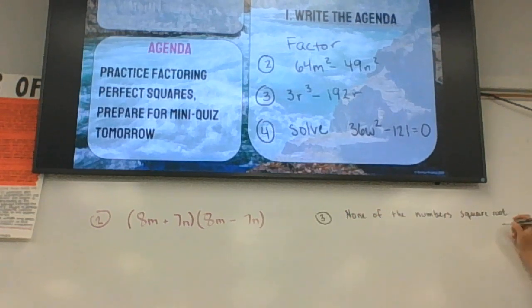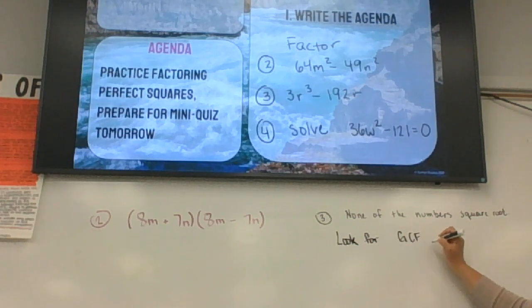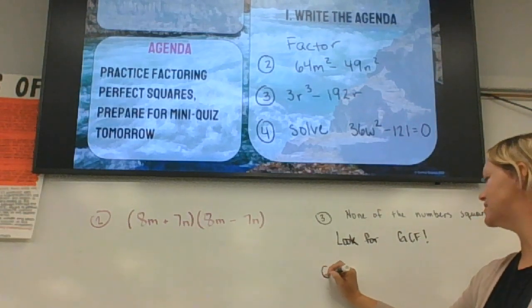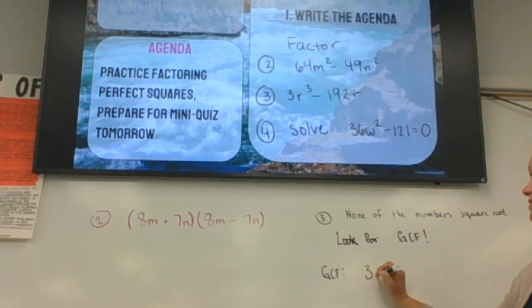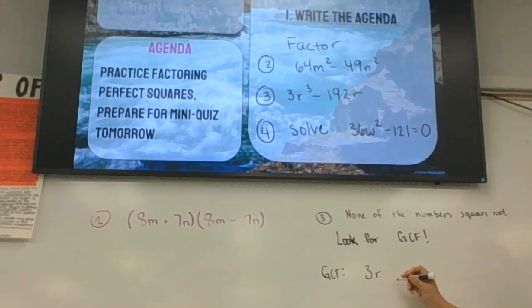So if there's no square roots, look for a greatest common factor. So Mikhail says 192 divides by 3. Yeah. What is it? 64. Okay, so I could divide both of these by 3 and by r. This has r to the third and this has r to the first, so I'll take an r as well. So 3r to the third divided by 3r leaves you with r squared, and 192 divided by 3 is 64. So that's taking out a greatest common factor.